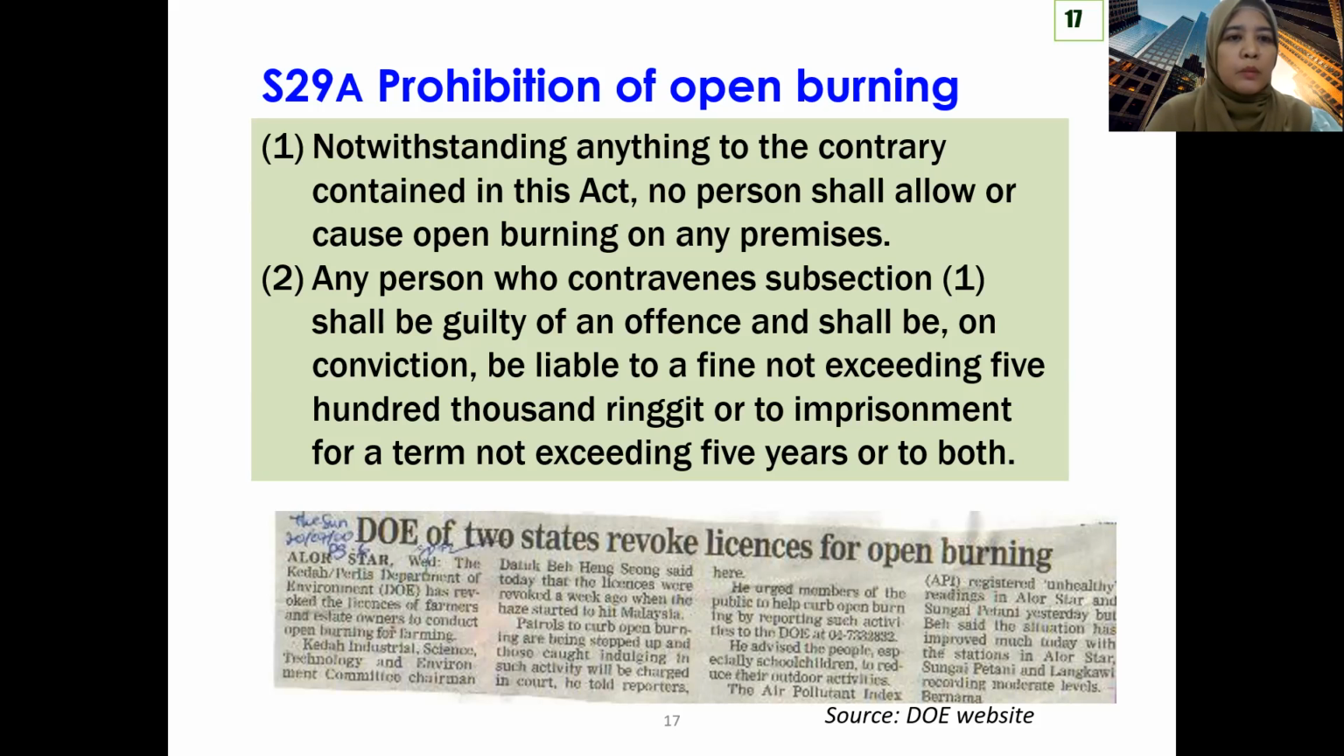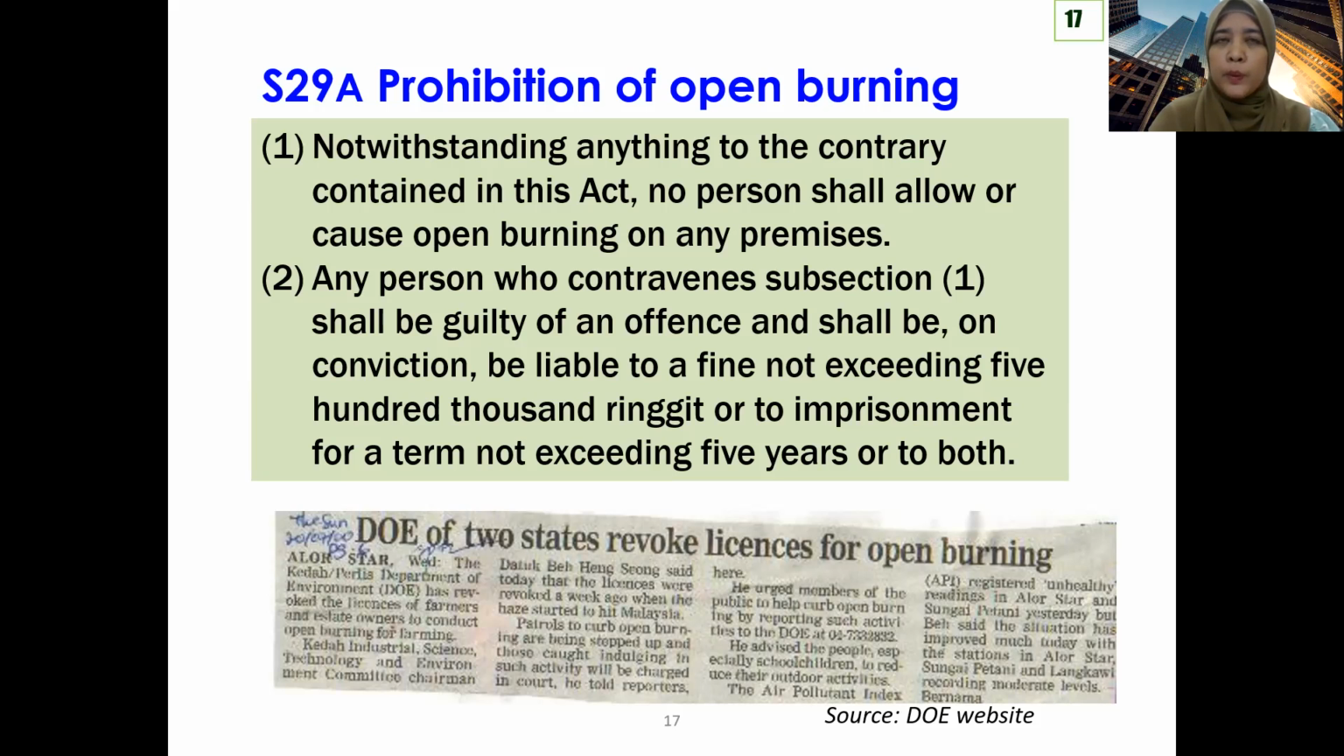Any person, sub 2, any person who contravenes subsection 1 shall be guilty of an offence and shall, on conviction, be liable to a fine not exceeding 500,000 ringgit. So that is quite a large sum of penalty. The first time pun dia dah kata 500,000 ringgit. So sangat besar denda dia kan. Because of the seriousness of the situation.